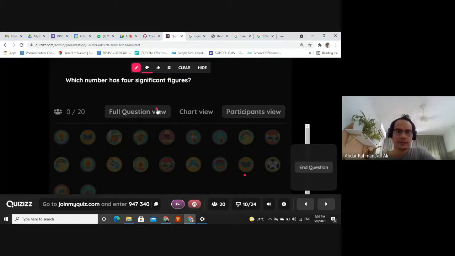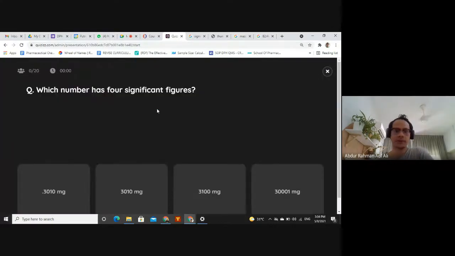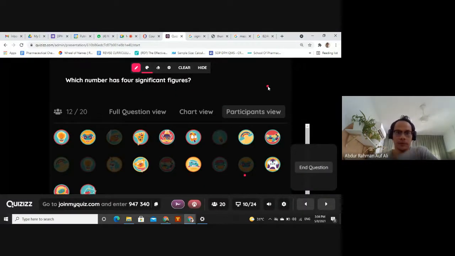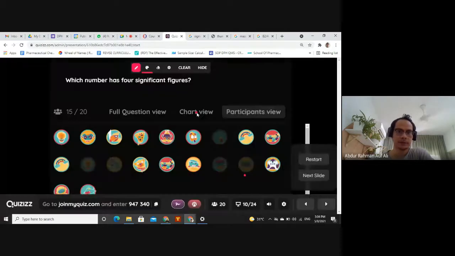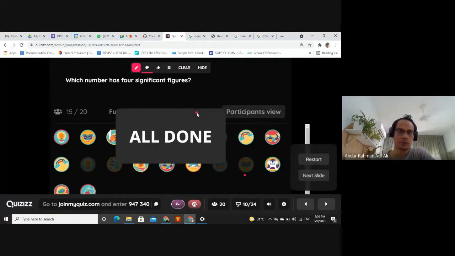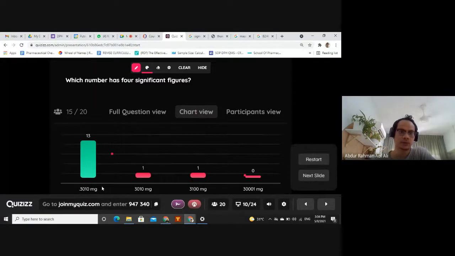So kat sini is just another one. Which number has 4 significant figures? Saya takut saya silap set lagi lah. So sini jawapan dia sepatutnya 4 significant figures. Okay, more than half the answer. So I'll end the question. So jawapan yang betul adalah the first one, iaitu 0.3010. Betul, saya set this one.